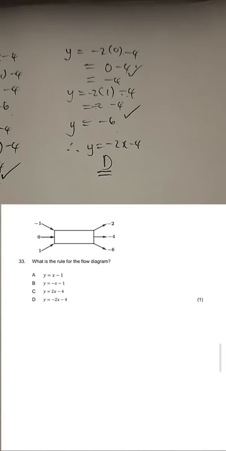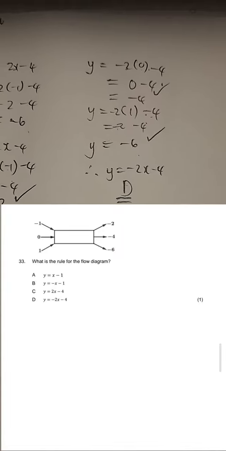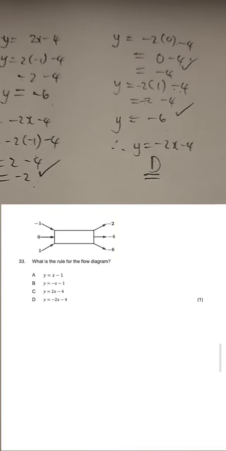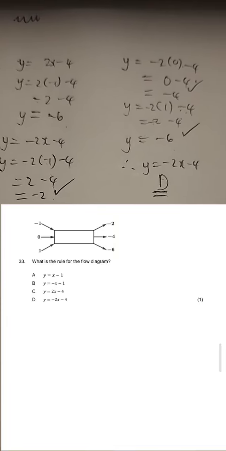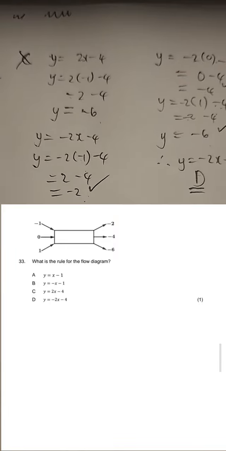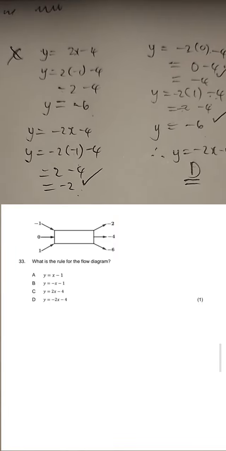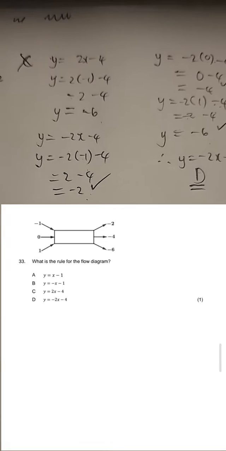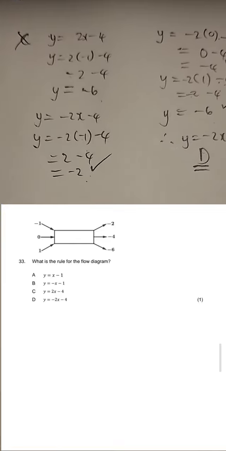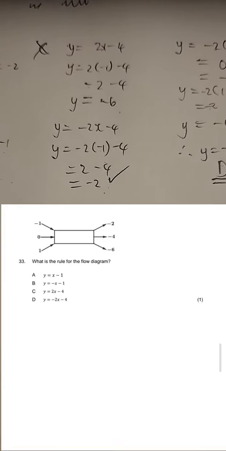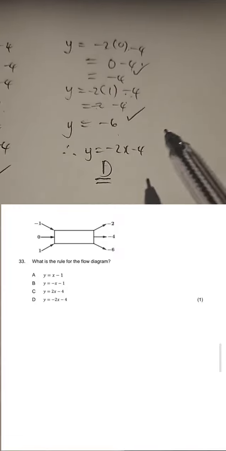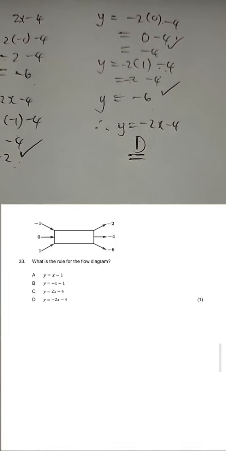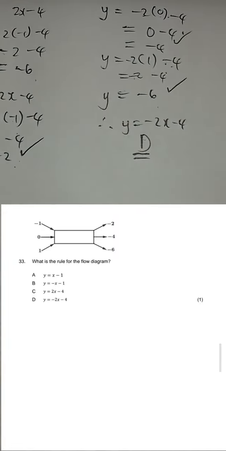Okay? So this is one way of working out the rule that is attached to this particular flow diagram. I could substitute the input and the output in each rule and check: substitute the input, do I get the output? Substitute the input, do I get the output? So A didn't work, B didn't work, C didn't work, only D works for all values of the input to get the output. So D is our answer.